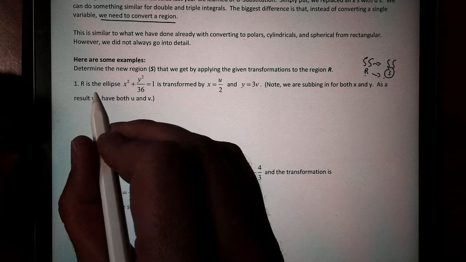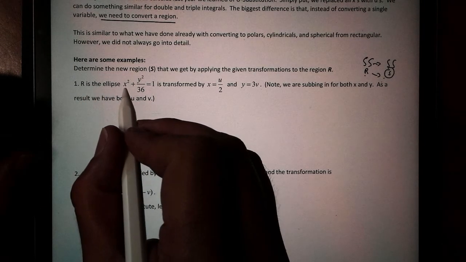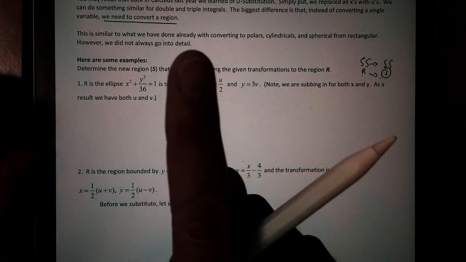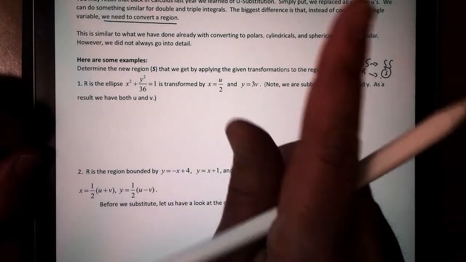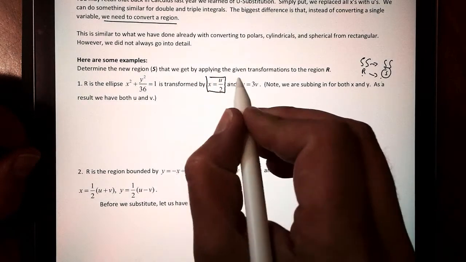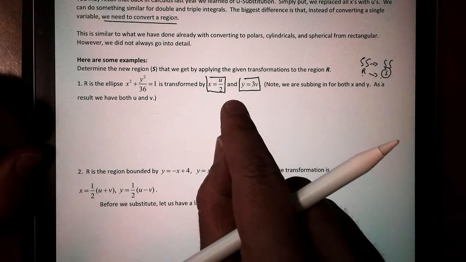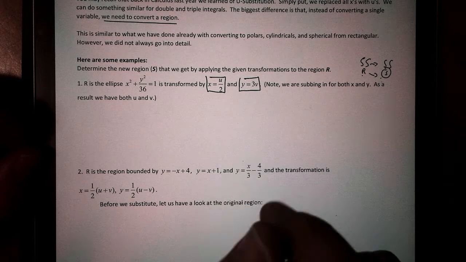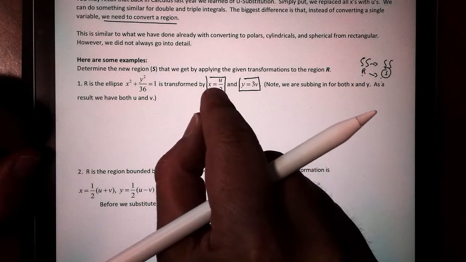So we're given this ellipse. Our region R is this ellipse: x squared plus y squared over 36 equals 1. The transformation, or the substitutions, are given as follows: x is u over 2 and y is 3 times v. How we come up with these equations is a little bit more complicated, but for right now, we are going to be given the transformation, and these are our substitutions.